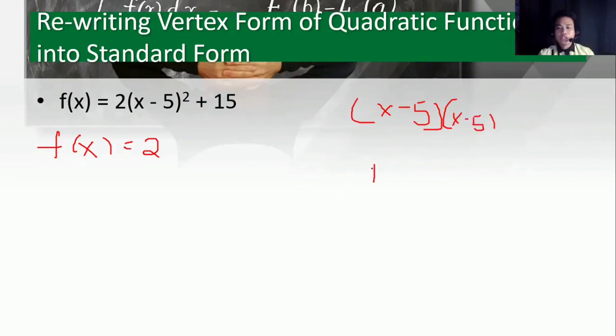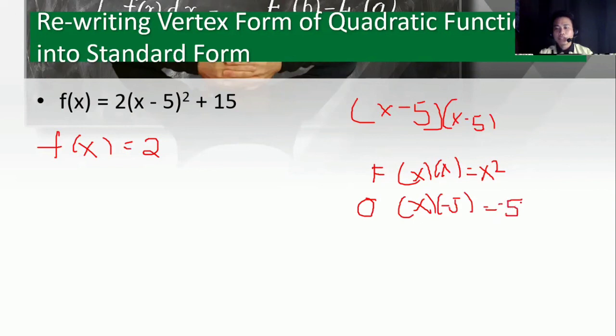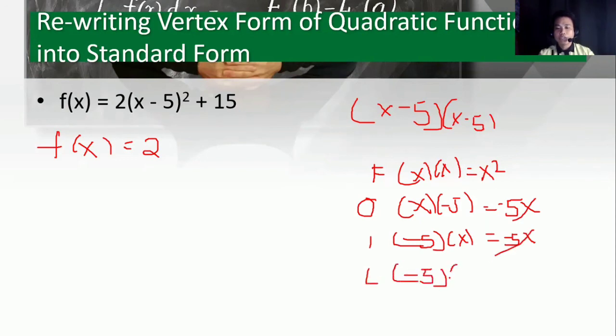Okay. The first term is x times x. So we have x squared. The outer term, we have x and negative 5. So we have negative 5x. The inner term is negative 5 and x. So we have negative 5x. And the last term, which is negative 5 times negative 5. The answer is 25. Like terms in multiplying, the result or the product is positive.